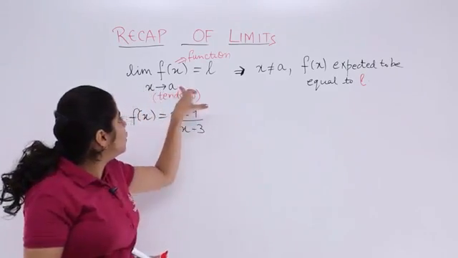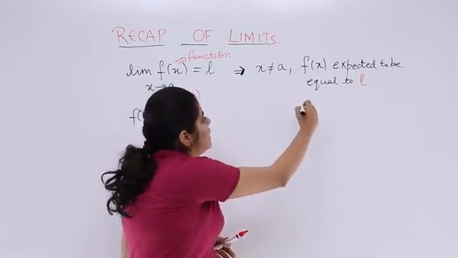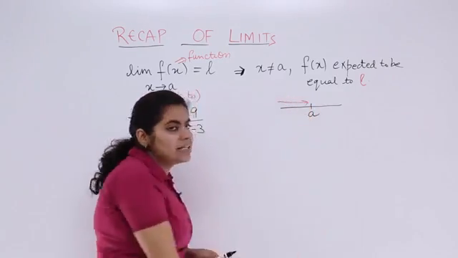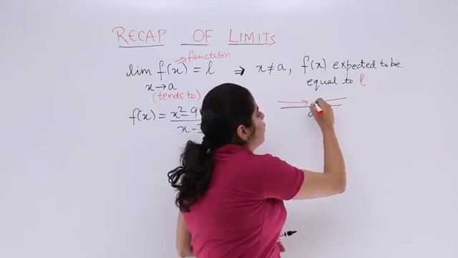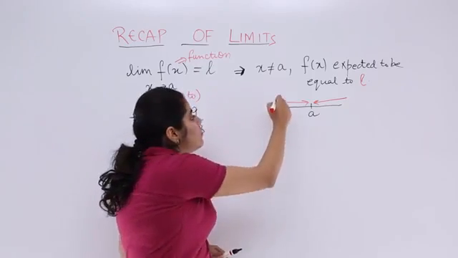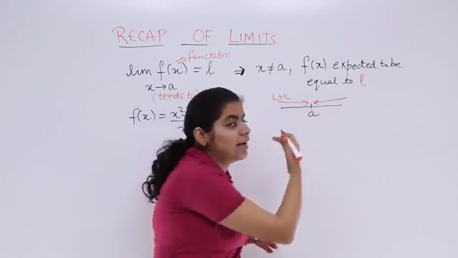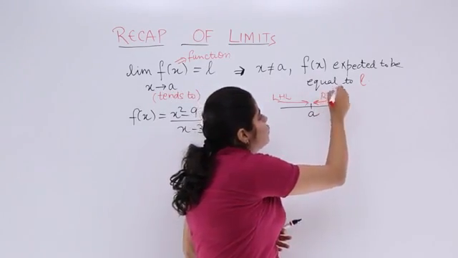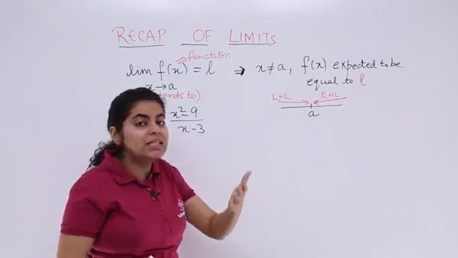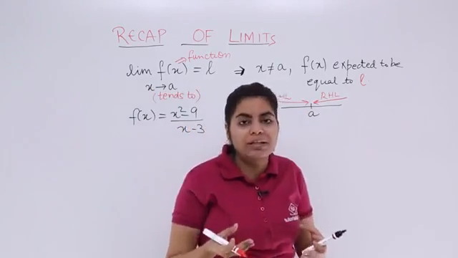That means we are talking about the neighborhood of a. I have a somewhere here. Now I can reach a from the left hand side, as well as from the right hand side. Talking about the left hand side, we say it is LHL, which is the left hand limit, and talking about the right hand side, we say it is RHL. We also saw that a limit always exists when the left hand limit is equal to the right hand limit, and that should be a finite number or quantity.